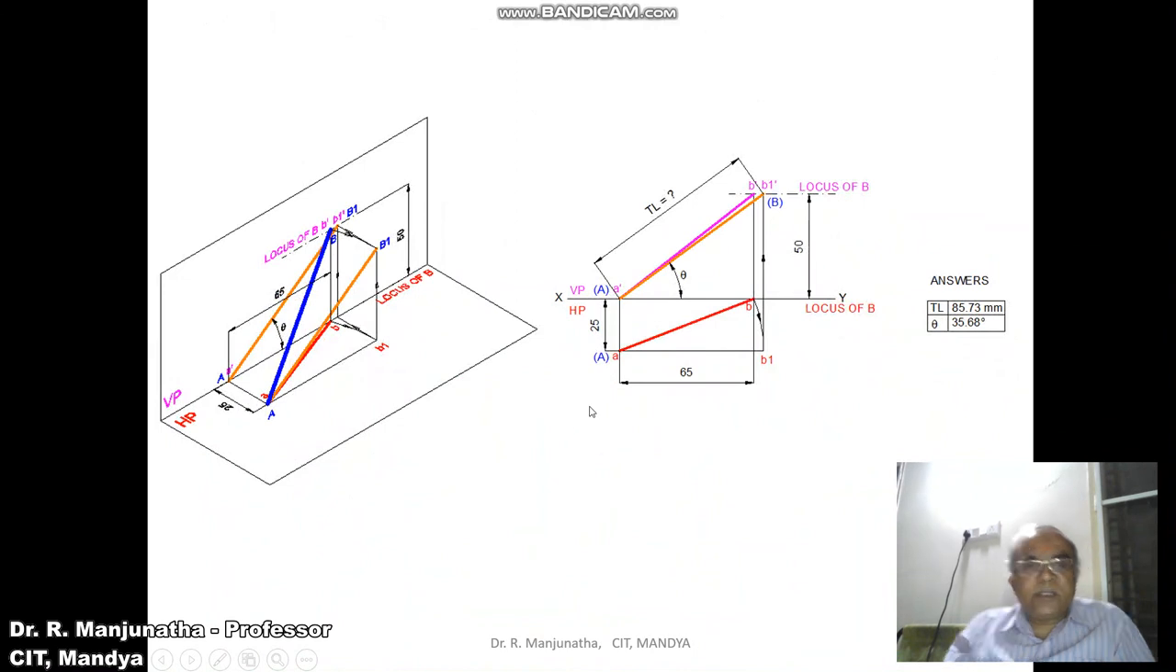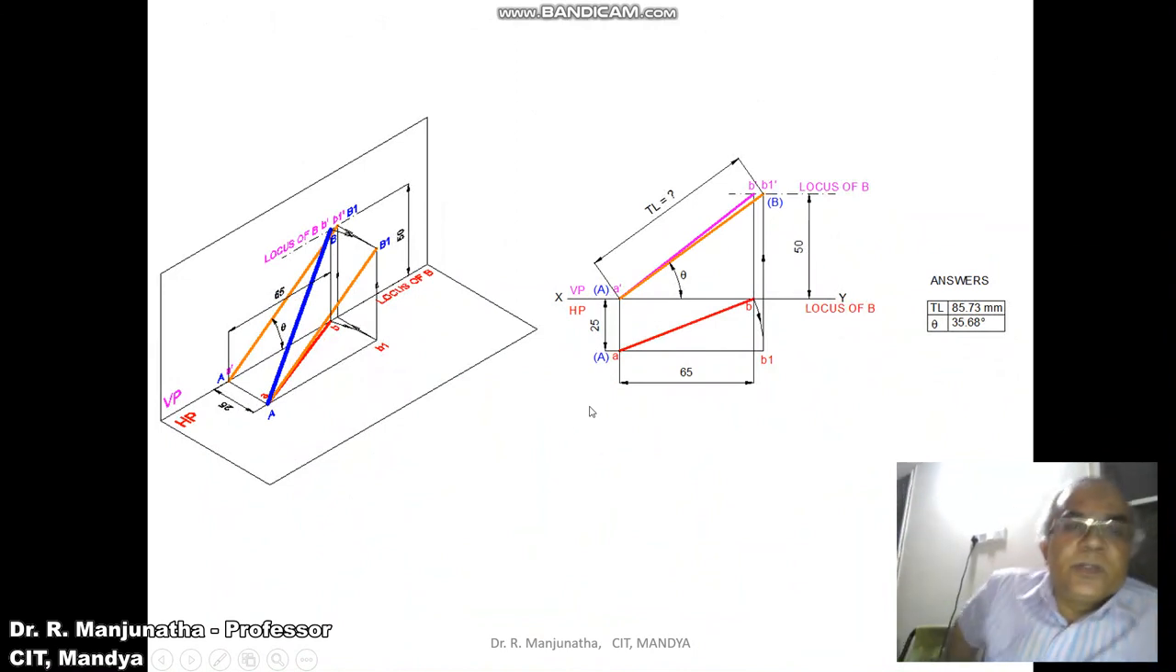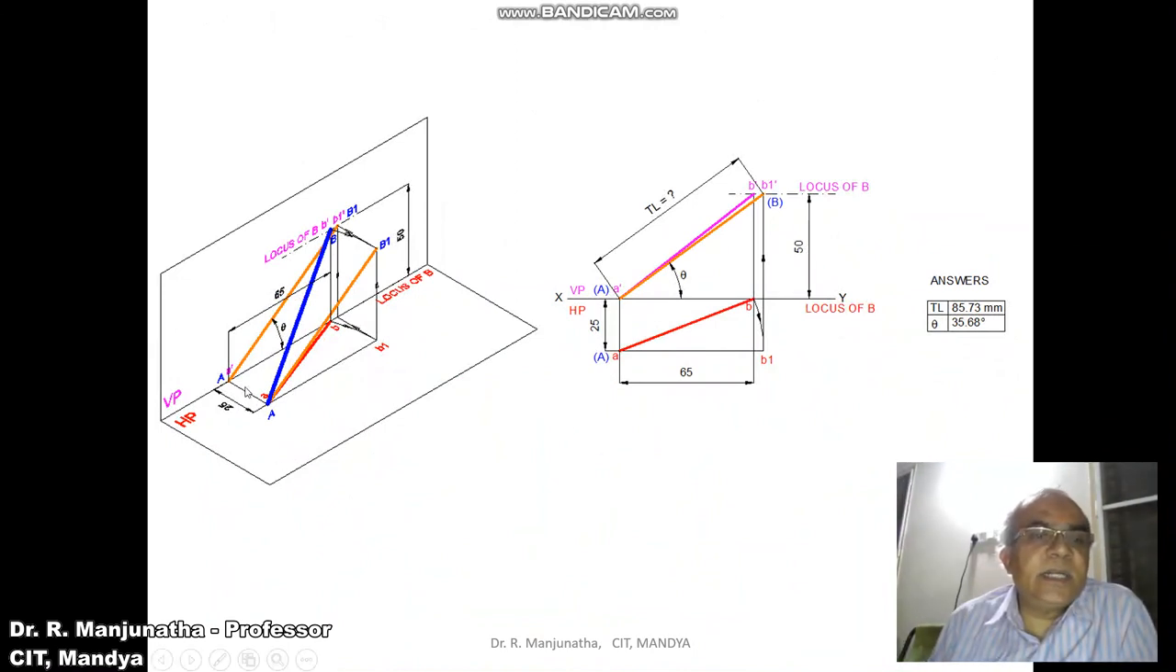Now we will analyze this step by step. So here in the first case, when it says that the NDA is in HP and the NB is in VP, so that the distance between the end projectors is known, then we are going to get the front view and the top view.